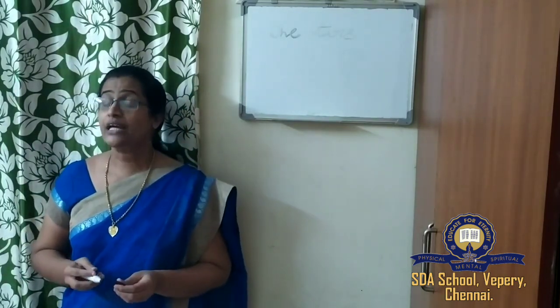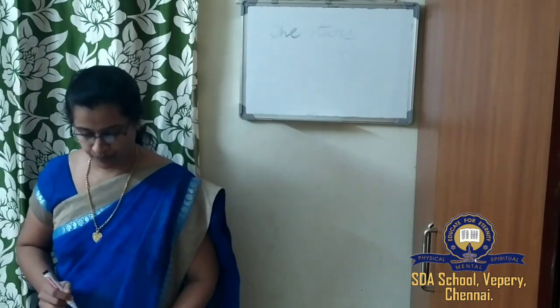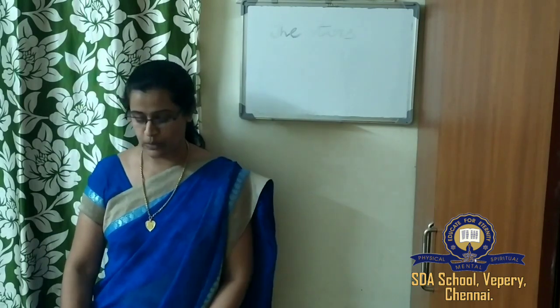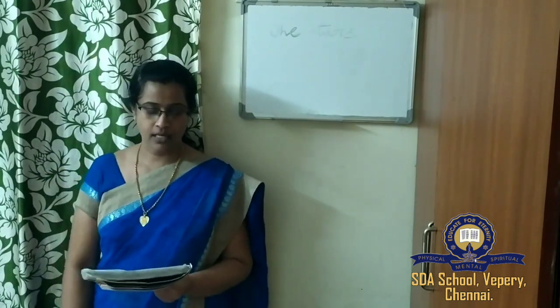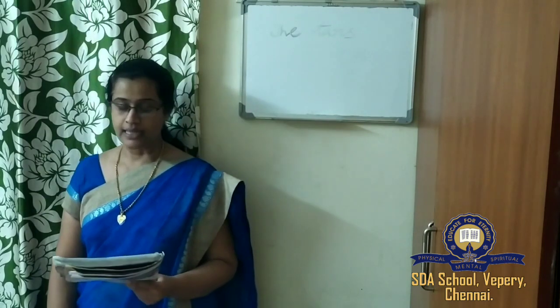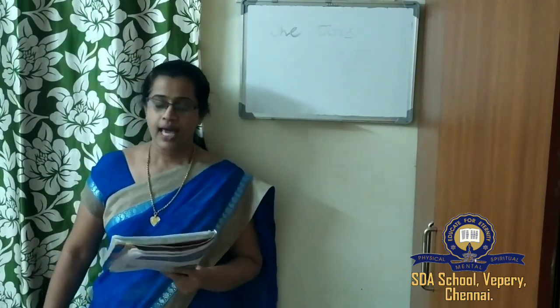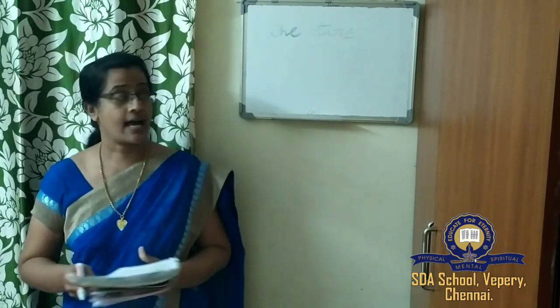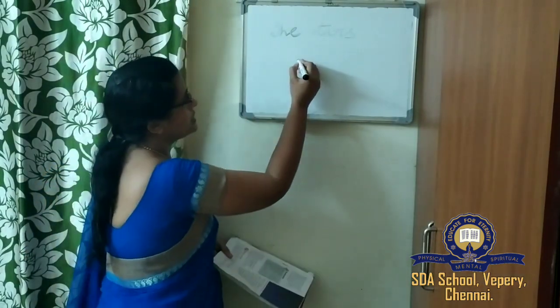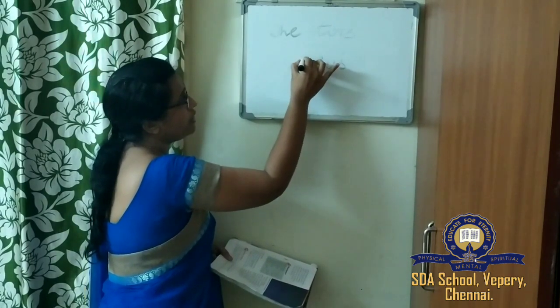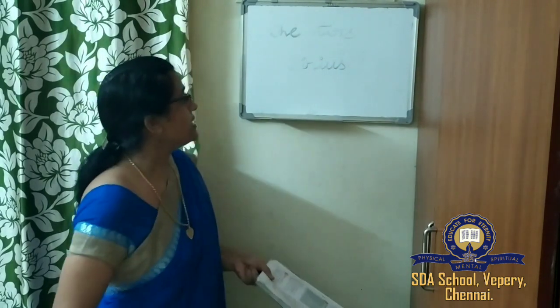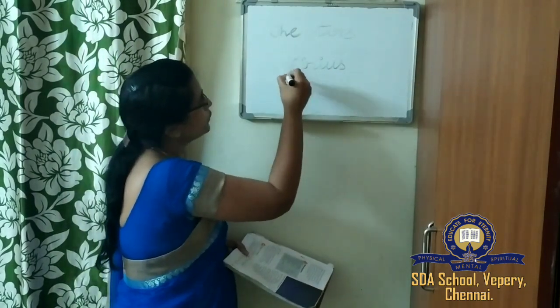Stars are big balls of gas. They have their own heat and light. The brightest star that we see in the night sky is Sirius. S-I-R-I-U-S. The brightest star in the sky is called Sirius.